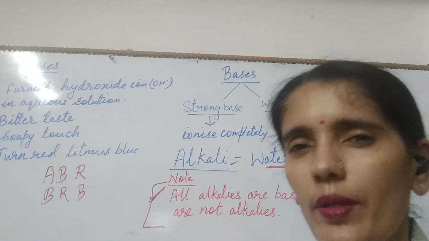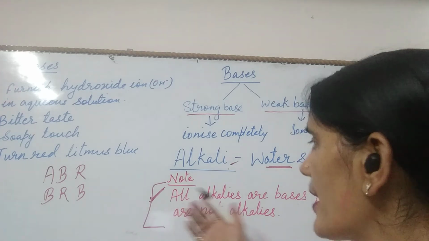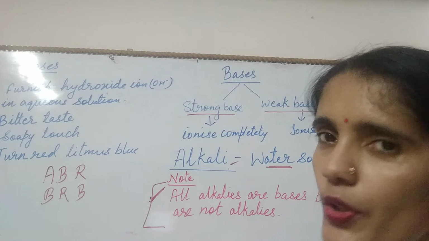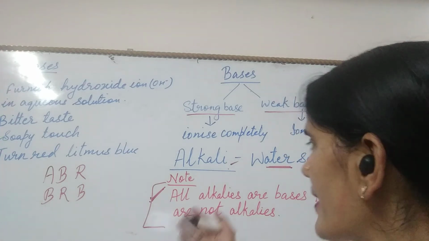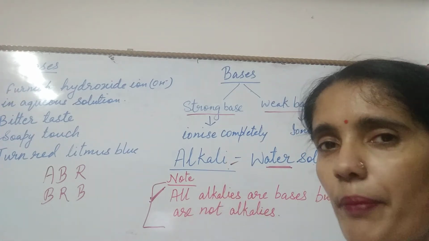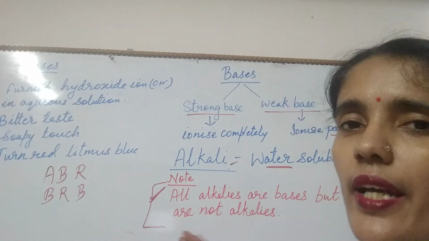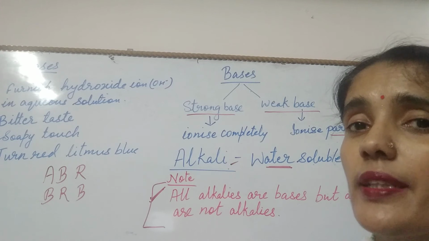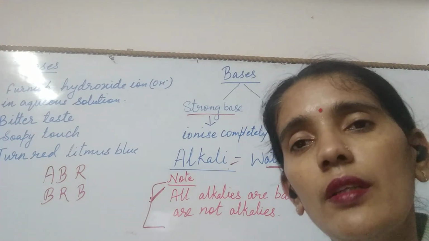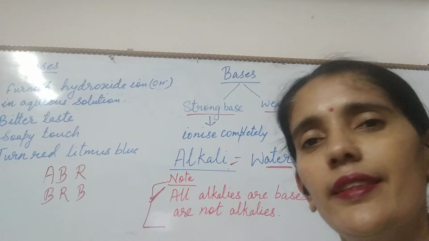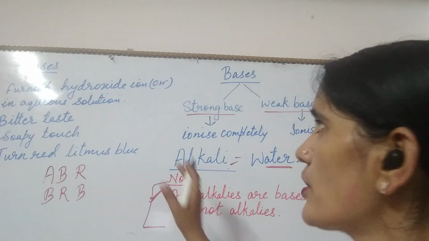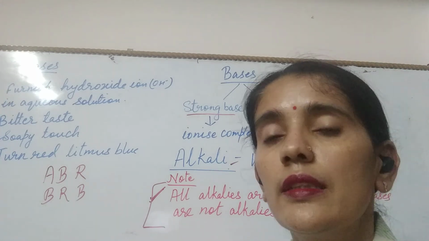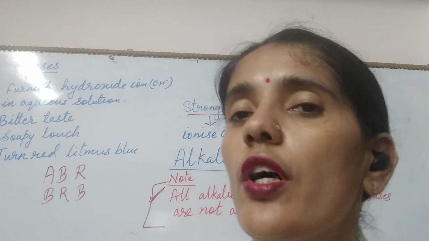So this is the point. Sometimes it is asked for 1 mark: Justify the statement, all alkalis are bases, but all bases are not alkalis. So the simple reason is that all alkalis are formed by a base dissolved in water. That's why all are bases. But there are many bases which do not dissolve in water, so they are not alkalis. That's all. Simple thing. Now in the next session we are going to discuss chemical properties of bases.